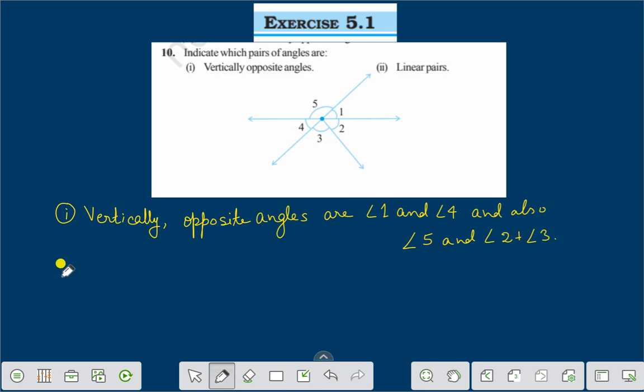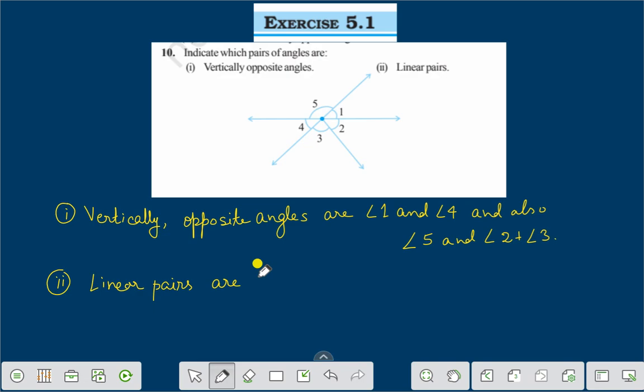Number 2 is linear pairs. What is the meaning of linear pair? That is, the sum of the two angles should be 180 degrees and there should be a common arm. Linear pairs are, that is, angle 1 and angle 5. Here you see, this is the common arm, right? And angle 1 plus angle 5 is 180 degrees.